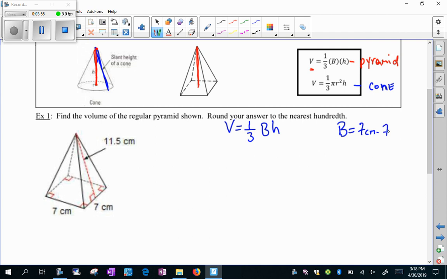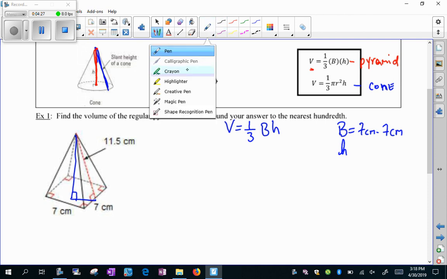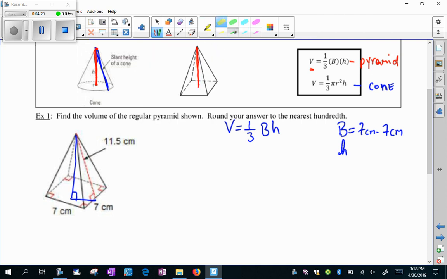times 7 centimeters. My height is a different story because I'm given the slant height here. The slant height is 11.5 centimeters. If I draw a line perpendicular to the base, I have to find the height of that altitude. I know that this line perpendicular to the base forms a right triangle. So let's highlight that right triangle, because sometimes this is difficult for students to see.